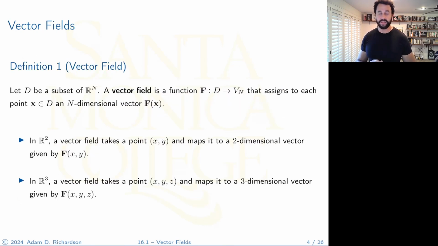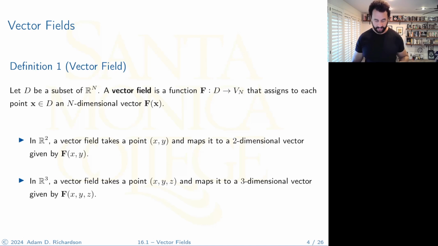Okay, so here's the definition to get started. What is a vector field? So let's start with a subset D of n-dimensional space. Then a vector field is a function that goes from that region you chose in n-dimensional space and maps to V sub n. That's the space of n-dimensional vectors. And what this vector field does is it assigns to each point in that set an n-dimensional vector f of x. So a vector field is essentially a vector valued function. And what you're doing is you're taking a point in space and you are assigning a vector to that point.